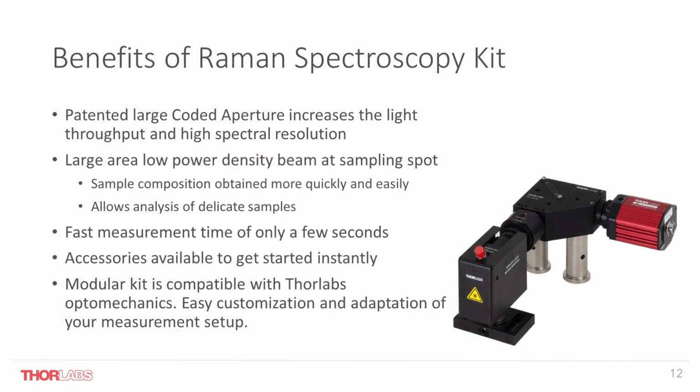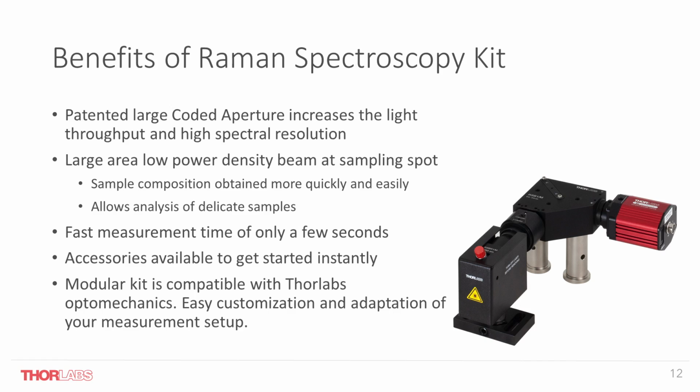Let's summarize the benefits of our new Raman Spectroscopy kit. Because of our unique feature, the coded aperture, we have a large light throughput, while maintaining the high spectral resolution which we need for Raman spectroscopy. Our large beam diameter on the sample makes it a lot easier to analyze inhomogeneous samples, like powders, because we can perform integrated averaging over a large area instead of having to scan a lot of small points.